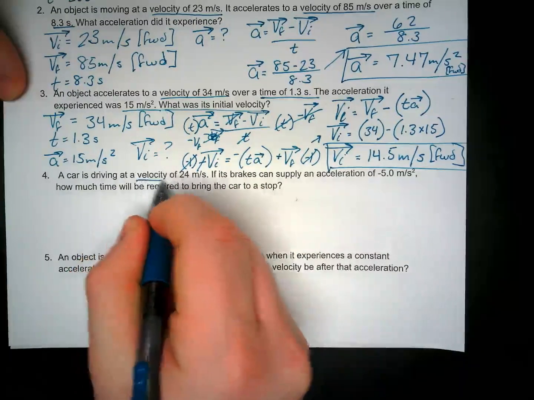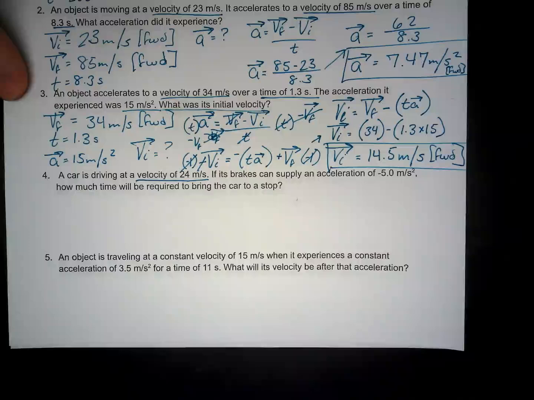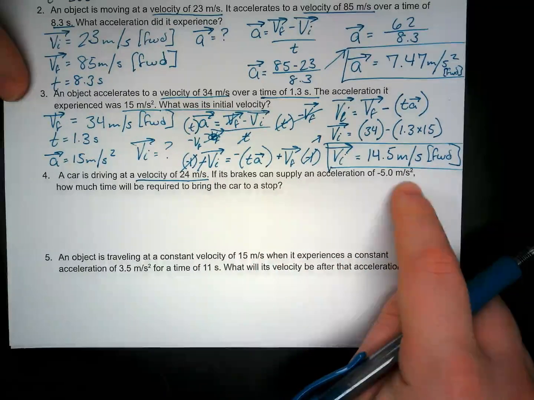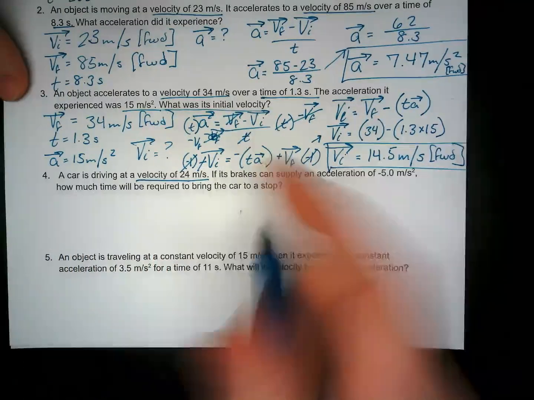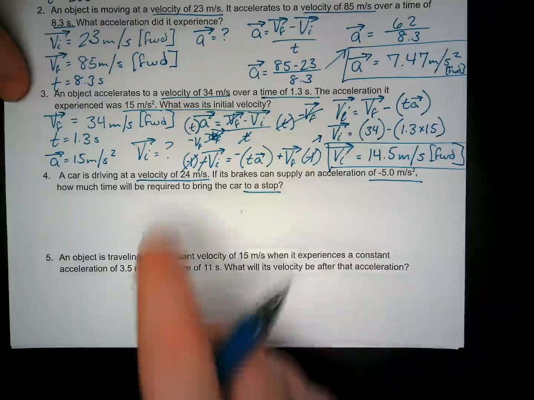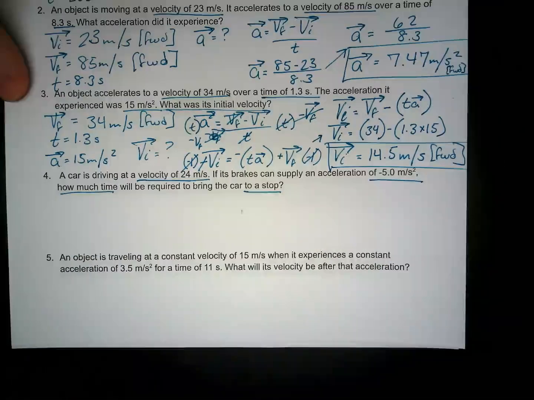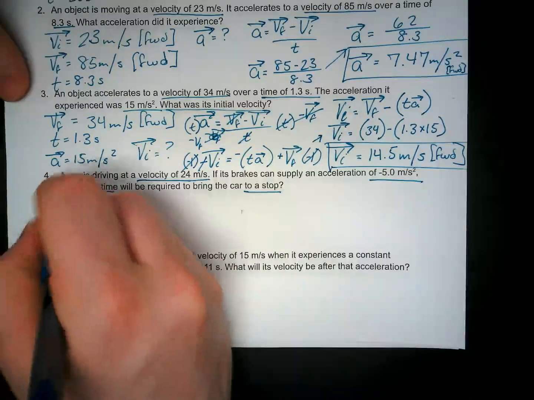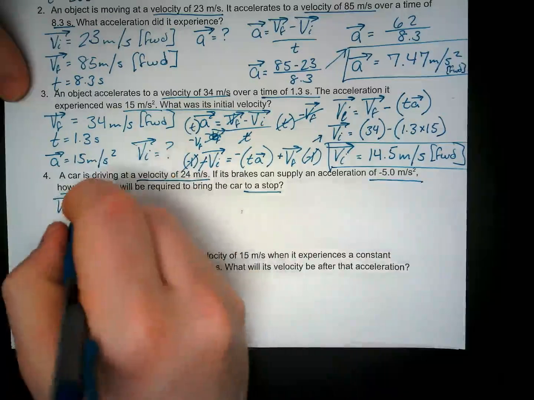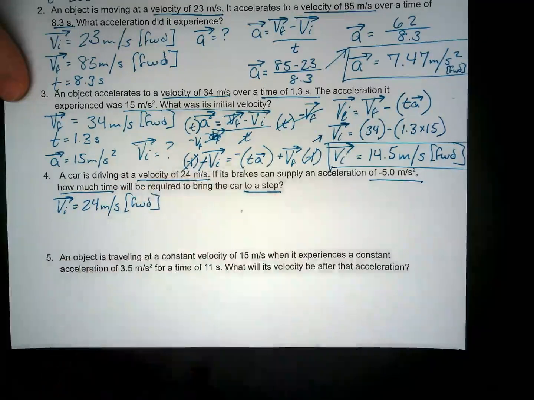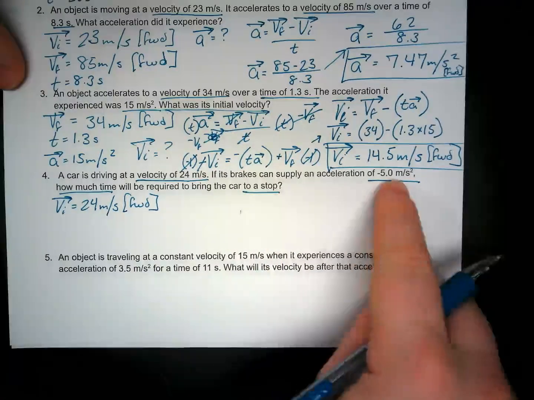So we're starting off by saying that our starting velocity is 24 meters per second. And it says here, if it brakes, it can supply an acceleration of -5 meters per second squared, how much time will be required for the car to stop? Okay, so we've got 3 things, and the 4th one is time, and we need to find time because it's asking how much time. So the 24 is my initial velocity, because that's what we're starting off with. We've already been moving at 24 meters per second. And then the acceleration, it's negative.